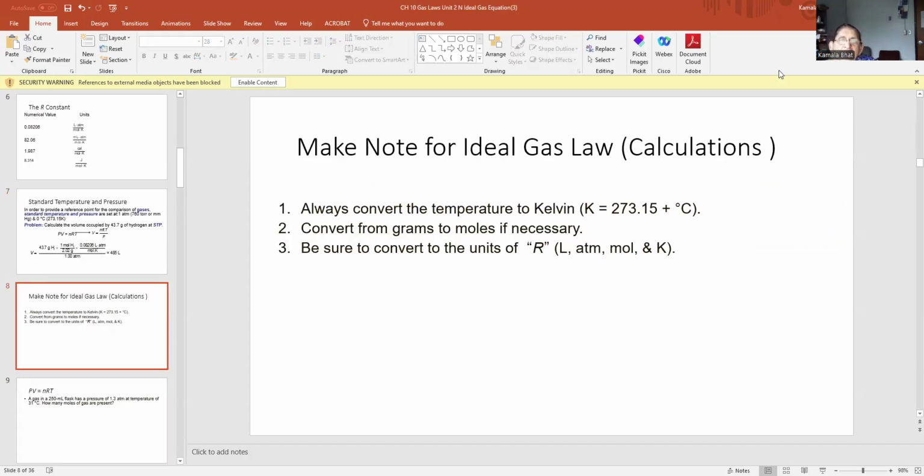Make note for the ideal gas equation: always convert the temperature to Kelvin, and convert from grams to moles if necessary. Be sure to convert the units of R, liter atmosphere per mole Kelvin, and make sure that you convert the temperature.